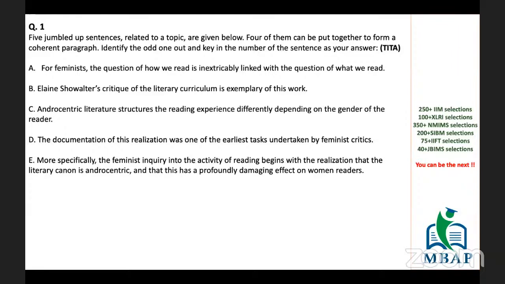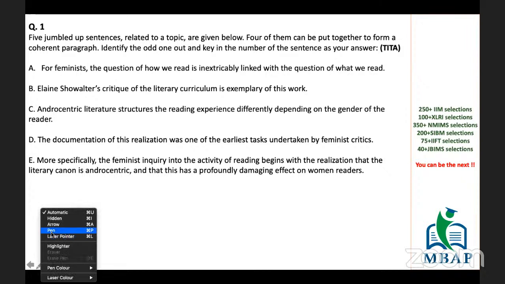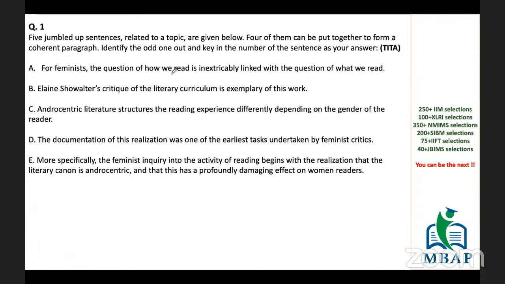So if we have to connect certain things, we can see the passage is all about feminism and the reading content and the type of content they are reading. Going by it, we can say that the first sentence is about feminist literature, especially what women read. For feminists, what they read and how they read is basically important. So the first sentence talks about feminism, what they read and how they read, what and how.